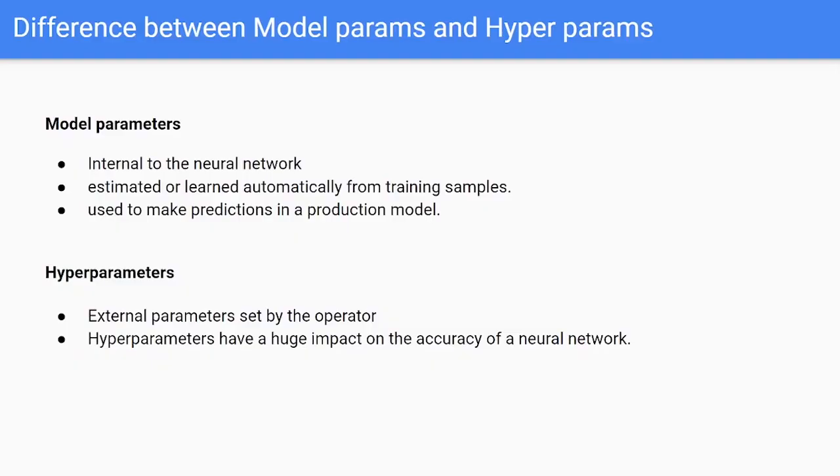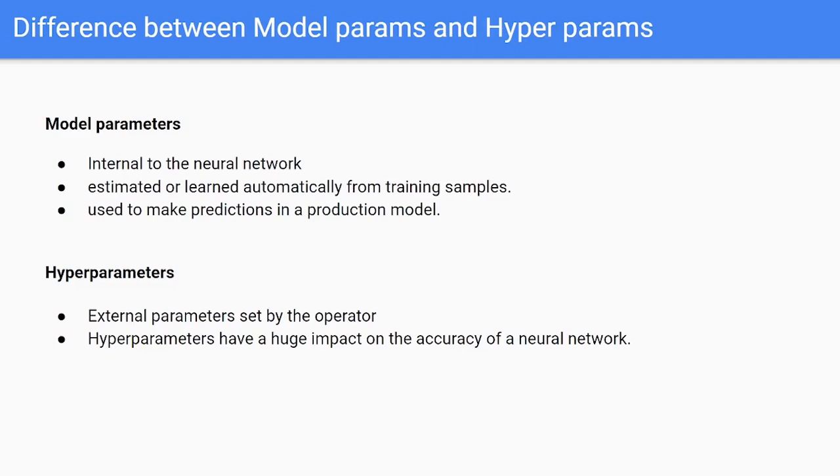Let us look at the difference between model parameters and hyperparameters. Model parameters are internal to the network, for example, neuron weights and biases. These are estimated or learned automatically from training examples. These parameters are also used to make predictions.